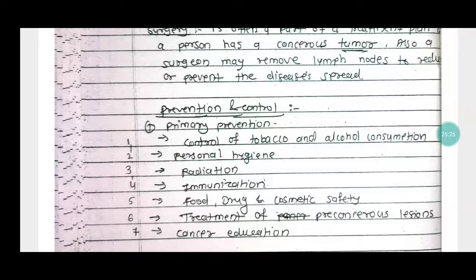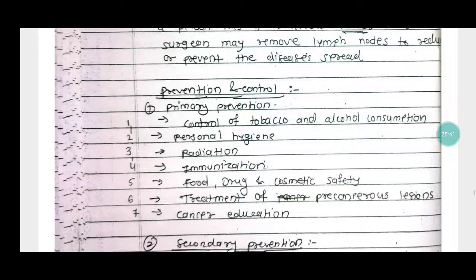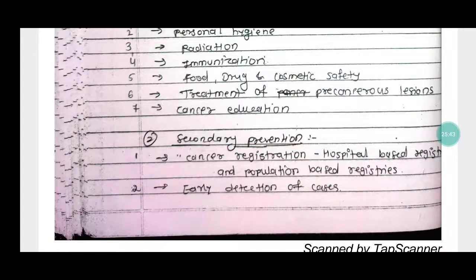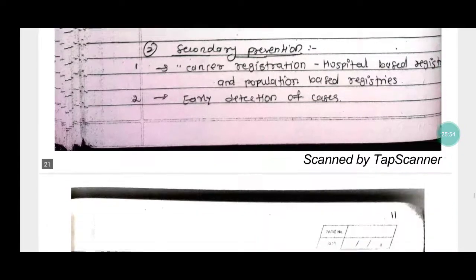The prevention and control of cancer are primary and secondary. In primary prevention: control of tobacco and alcohol consumption, personal hygiene, radiation, immunization, food, drug and cosmetic safety, treatment of precancerous lesions, and cancer education. For secondary prevention: cancer registration, hospital-based registries and population-based registries, and early detection of cases.